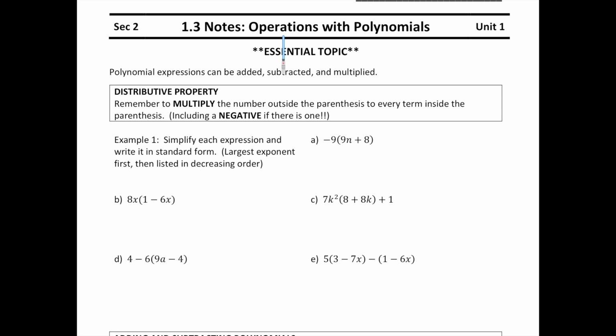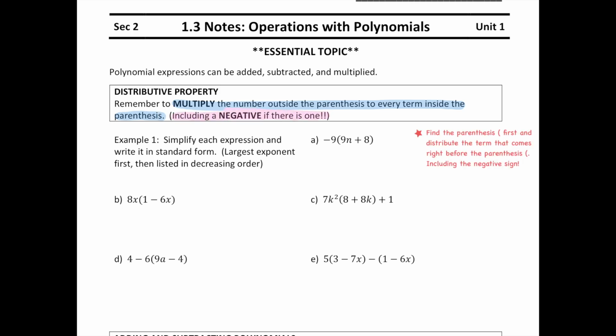Today we are going to talk about operations with polynomials. Polynomial expressions can be added, subtracted, and multiplied. The most important thing to remember is to multiply the number outside the parentheses to every term inside the parentheses. That's including a negative if there is one.